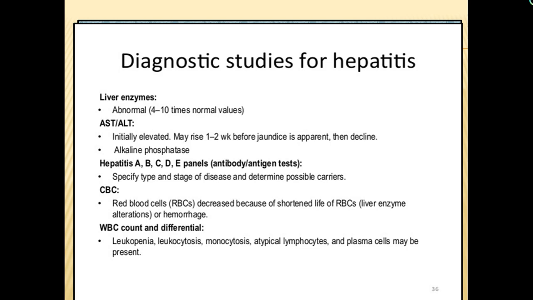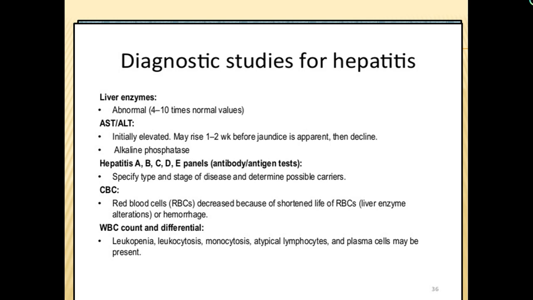Second is AST and ALT. AST is aspartate transaminase, and ALT is alanine transaminase.